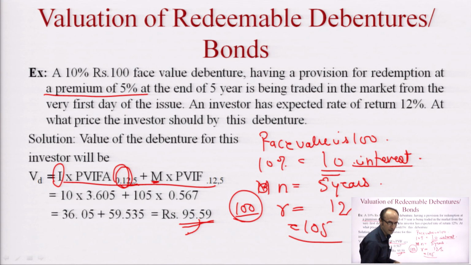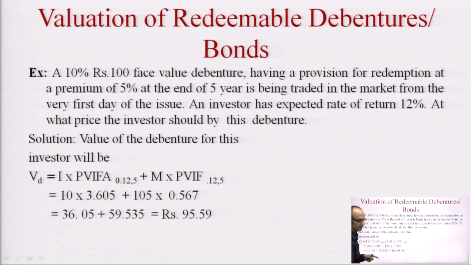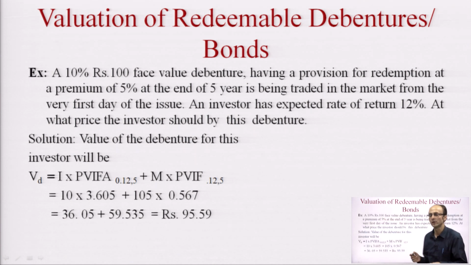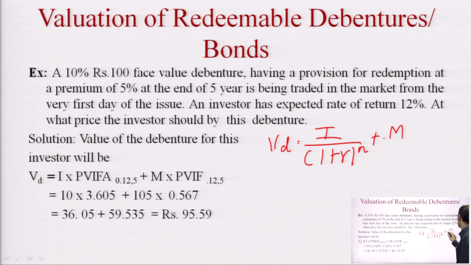Now a student must be thinking, is there any other formula? If they do not have present value interest factor tables available with them, can they use any other formula for calculating the valuation of bonds? Then there is a formula which a student can adopt for calculating the value of bonds, and that formula is I, that is the interest, divided by (1 plus R) to the power n, plus M, that is the amount that the bondholder would get at maturity, divided by (1 plus R) to the power n.